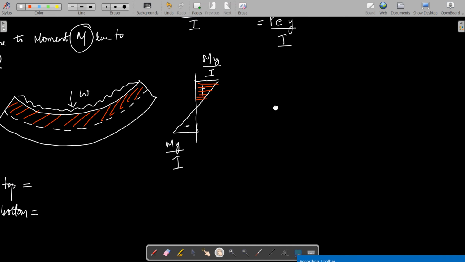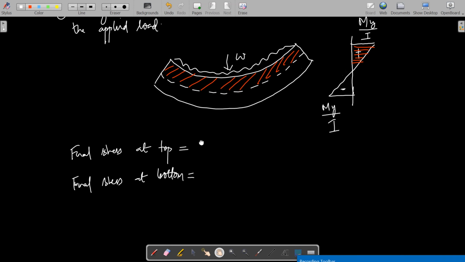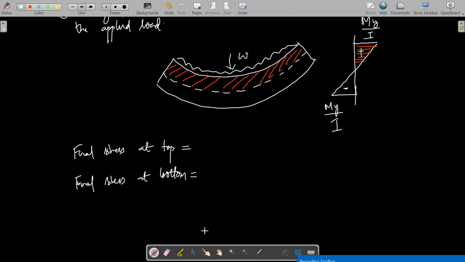So I can write the final stress at the top as plus P by A minus P into E into YT divided by I. I'll tell you YT because if it is an unsymmetrical section, the depth of the neutral axis will not be exactly at the center, so the distance YT and Y bottom will be different. That's why plus, considering any section, then it is MX into YT divided by I.